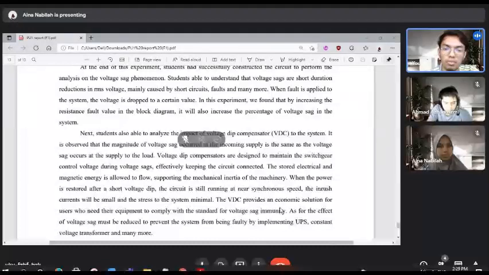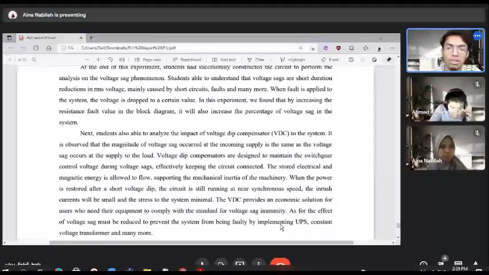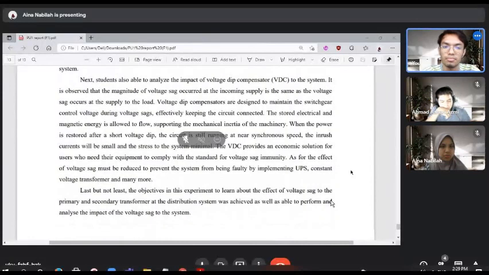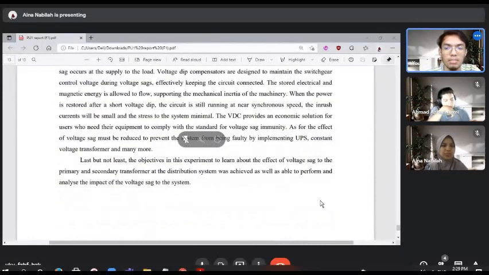So the VDC provides an economic solution for users who need their equipment to comply with their standard for voltage sag immunity. As for the effect, voltage sag must be reduced to prevent the system from being faulty by implementing a UPS, constant voltage transformer, and many more ways. So last but not least, the objective in this experiment is to learn the effect of voltage sag on the primary and secondary transformer at the distribution system. It was achieved, as well as being able to perform the analysis of the impact of voltage sag on the system.